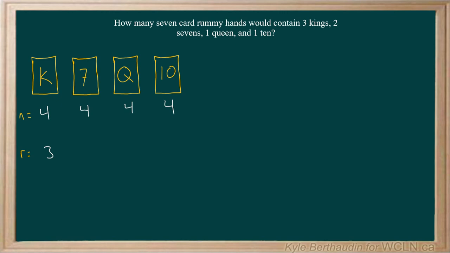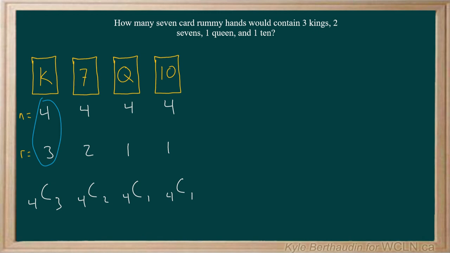For the 7, we are wanting to just select 2 sevens. The queens, we want a single queen. And for the 10s, we also want just a single 10. Now, each of these relationships here can be described using a combination. Our kings would be described as 4 choose 3. And our sevens would be described as 4 choose 2. Our queens, 4 choose 1. And our tens, 4 choose 1.